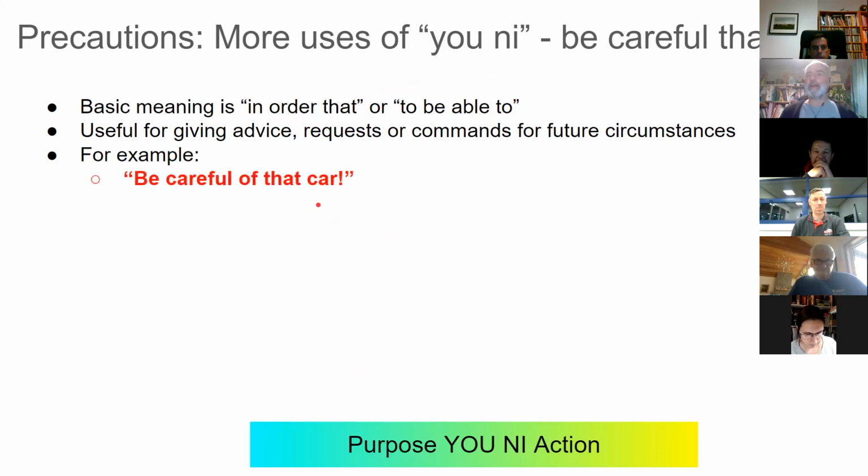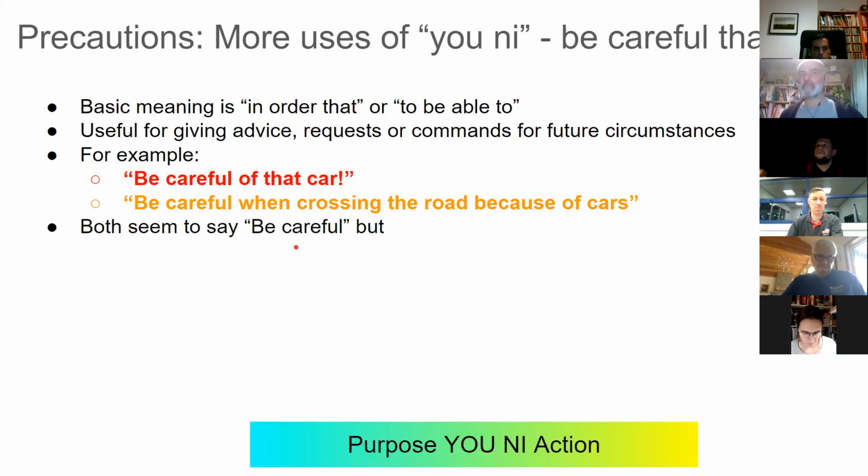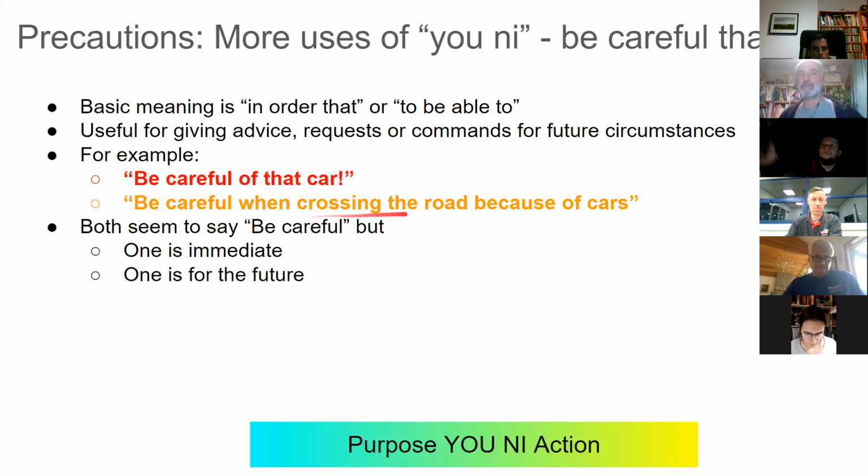For example, let me use a kind of situation. If you say, be careful of that car, and be careful when crossing the road because of cars. Now, these will sound similar, but they've got two different meanings. Be careful of that car means right now. But be careful when crossing the road because of cars, you could say this to somebody before they left the house. So this is like a forward-looking precaution. Both seem to say, be careful, but this one's immediate, this one is for the future.